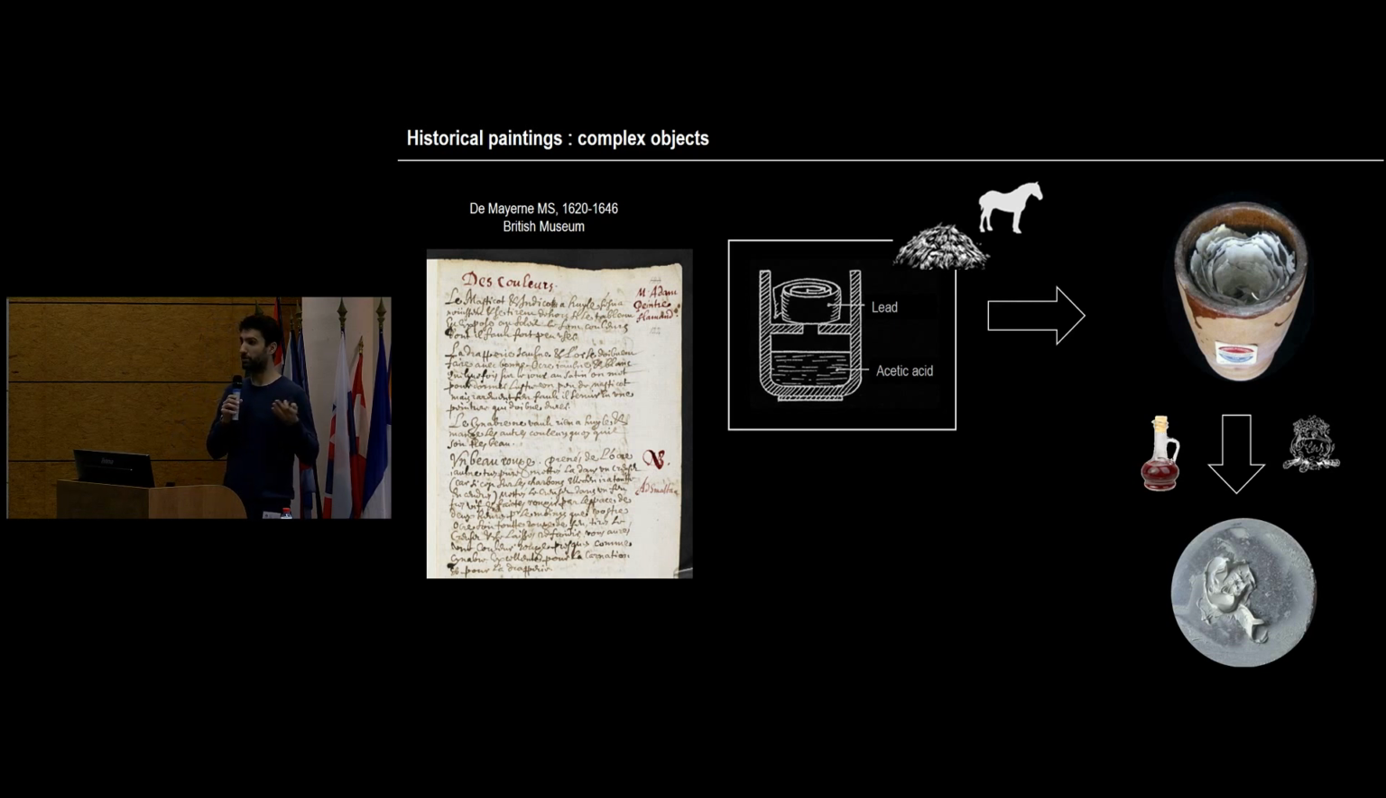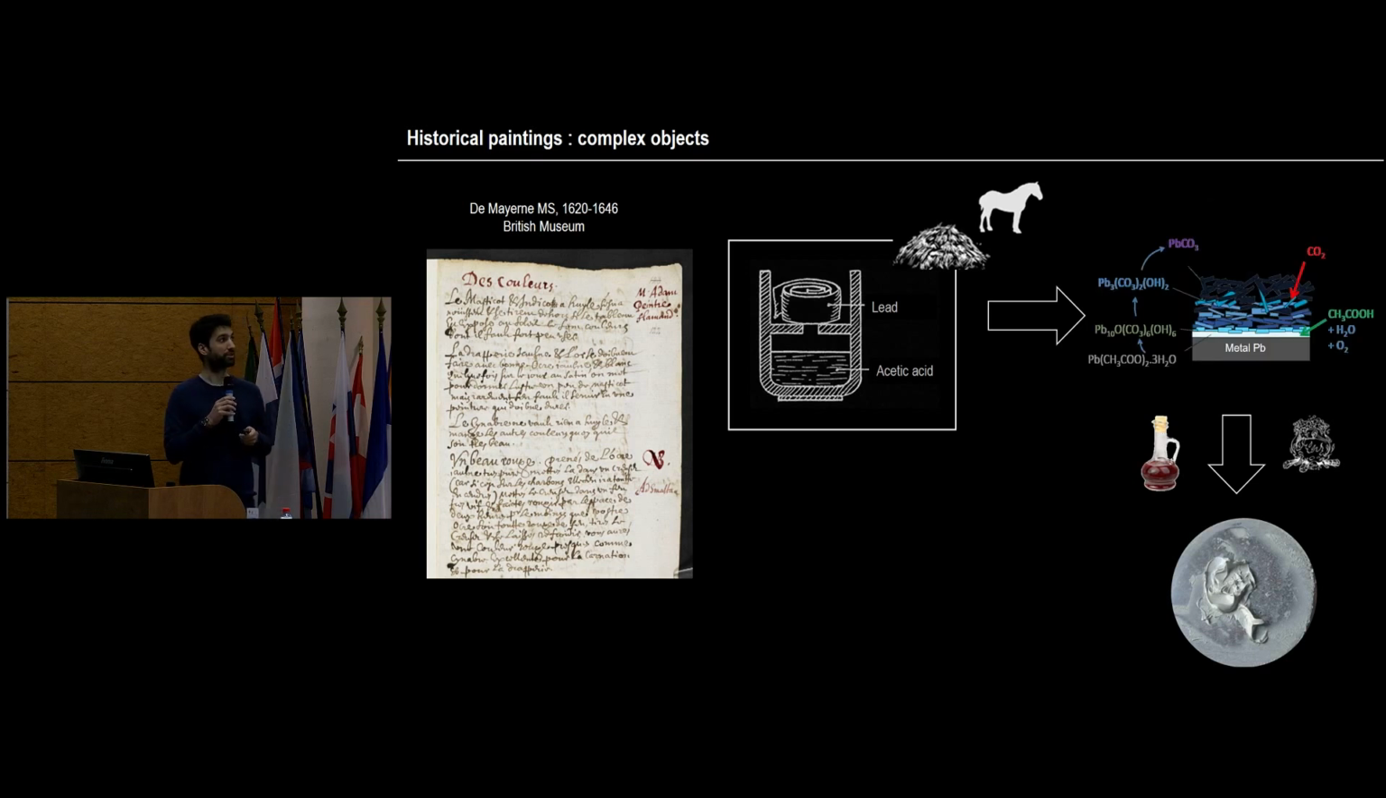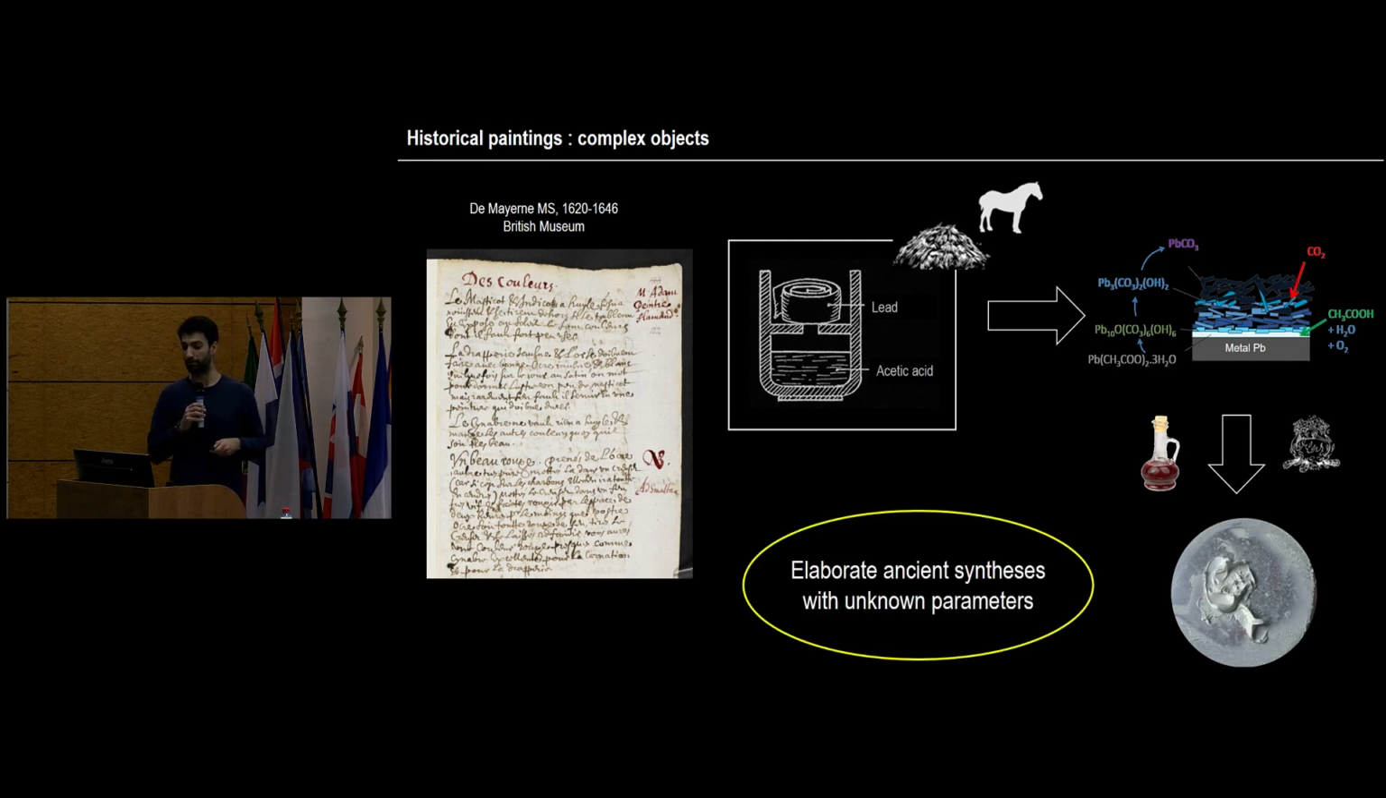So we might think we know something about this pigment, but actually when we look chemically in detail at what is going on at the various steps of this process, it's very complicated. For example, the corrosion process for lead white involves a lot of intermediate crystalline phases and so on. So, elaborate ancient synthesis with unknown parameters.